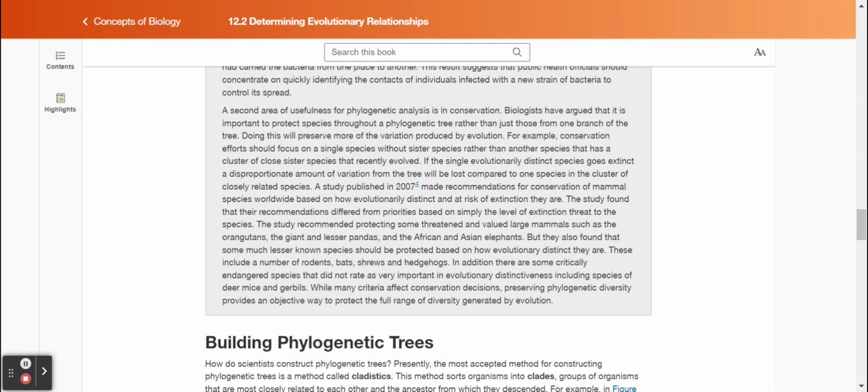But they also found that some much lesser known species should be protected based on how evolutionarily distinct they are. These include a number of rodents, bats, shrews, and hedgehogs. In addition, there are some critically endangered species that did not rate as very important in evolutionary distinctiveness, including species of deer mice and gerbils. While many criteria affect conservation decisions, preserving phylogenetic diversity provides an objective way to protect the full range of diversity generated by evolution.